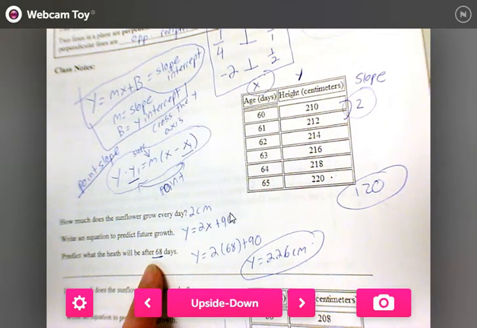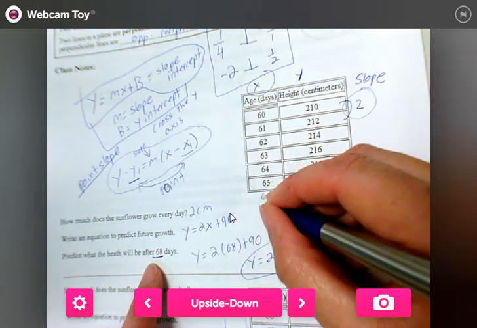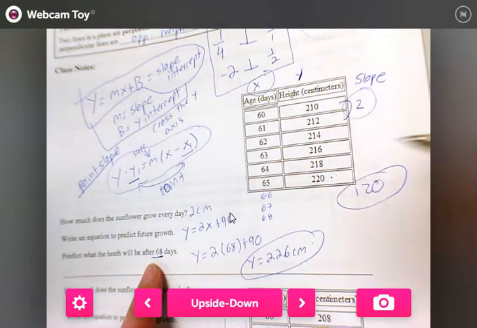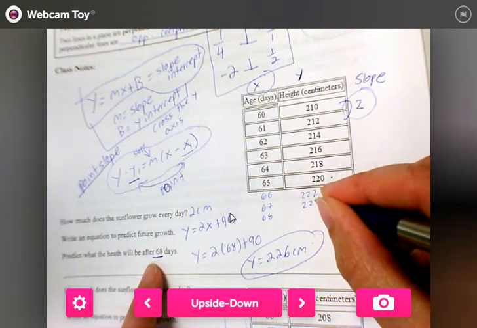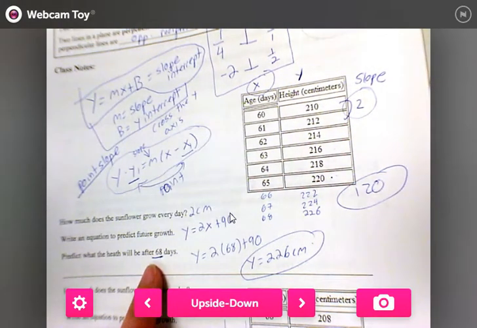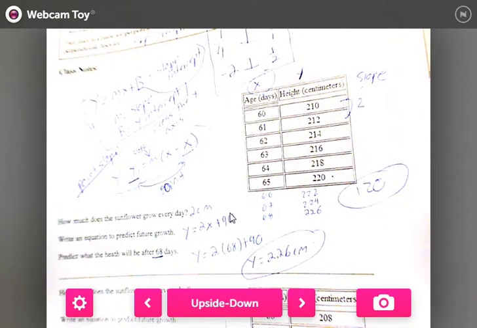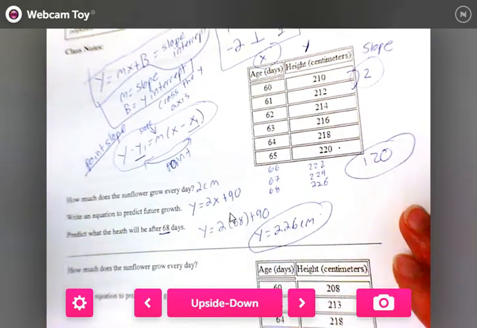Okay, and if at 65 it is 220, 226 makes sense, right? For 3 days later. What's another way I could do it instead of that? This is 65. I could have gone 66, 67, 68, and I could have gone 222, 224, 226, right? To figure it out. Either way is fine. Okay. Now you guys are going to do it. I did one. Now you guys take a minute.